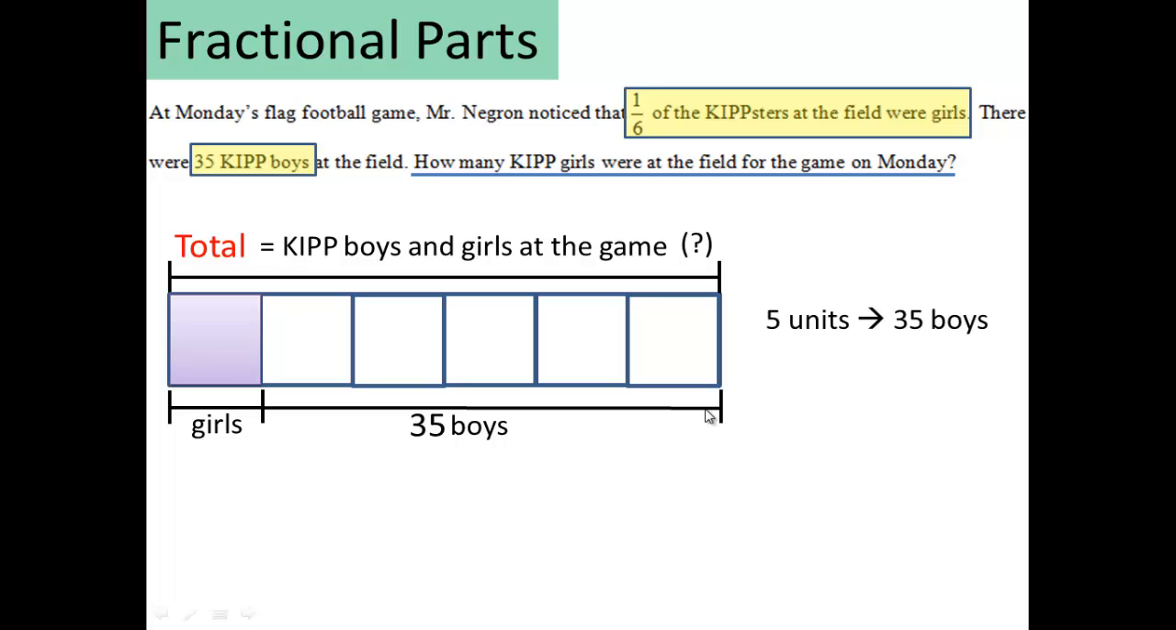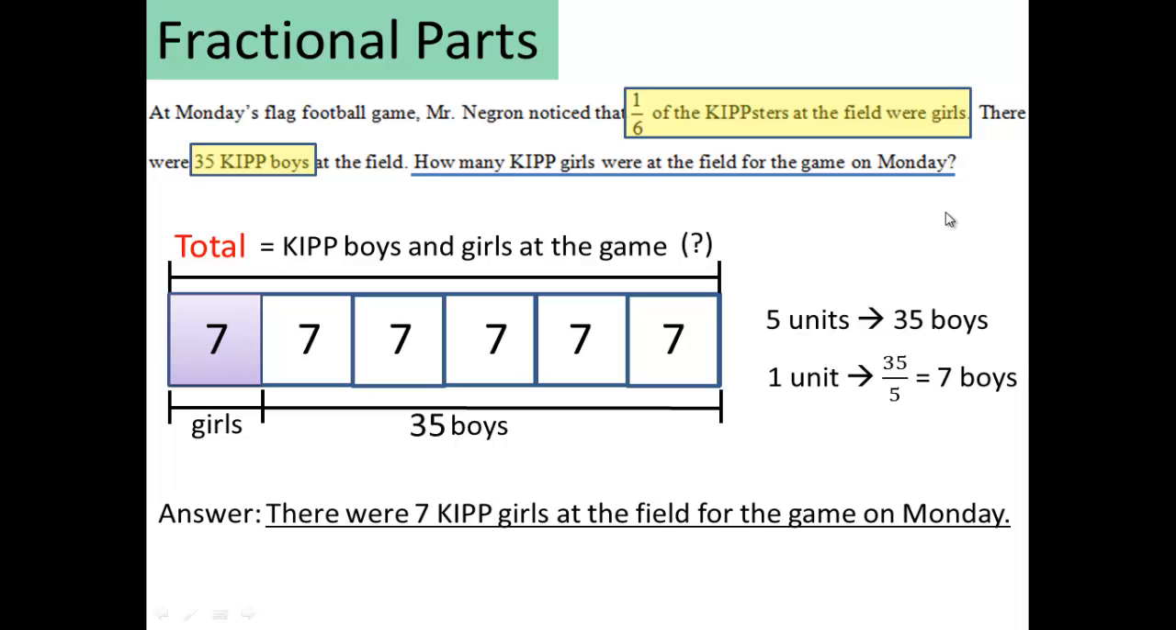That's right, it's 5 units for 35 boys, which means 1 unit, don't call it out yet, but think. If 5 units is 35 boys, 1 unit would be, call it out, 35 divided by 5, which is 7. Which means that's 7, 7, 7, 7, 7, 7. And now all of a sudden, we go back to the question, which asked us how many Kip girls were at the field for the game on Monday. And the answer was, in a complete sentence, there were 7 Kip girls at the field for the game on Monday. Okay, once again, this is a problem when we don't know the total. You have to become comfortable with that. Let's try another.